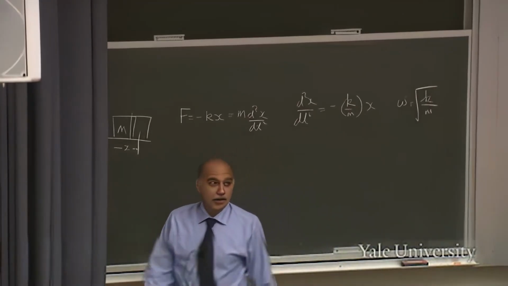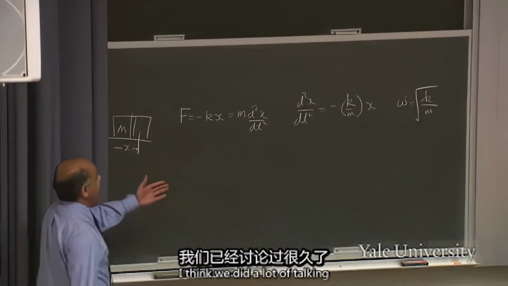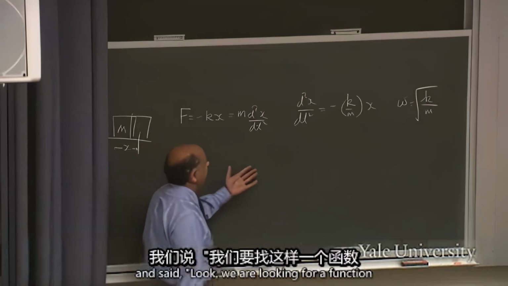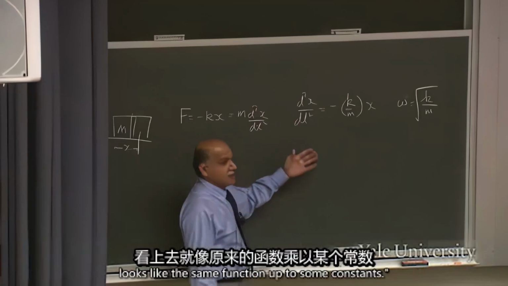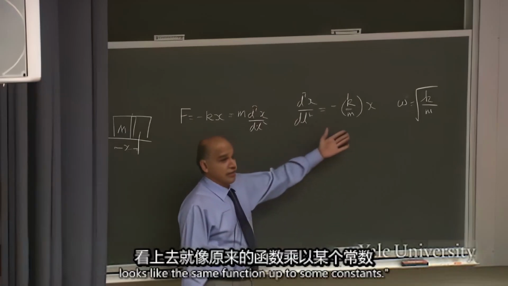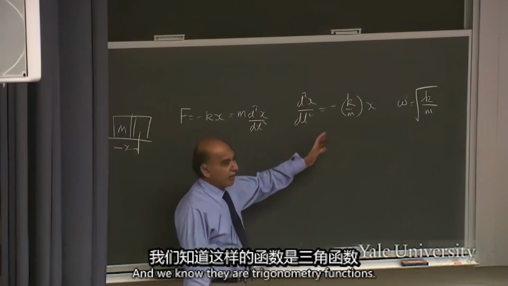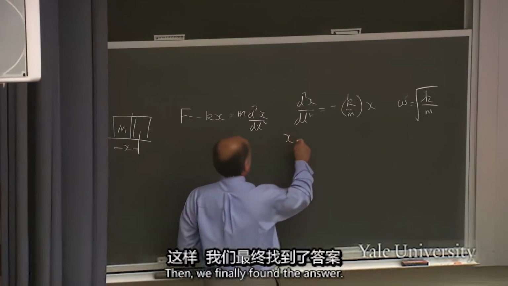And what's the solution to this equation? I think we did a lot of talking and said, look, we are looking for a function which, when differentiated twice, looks like the same function up to some constants. And we know they're trigonometric functions. Then we finally found the answer.